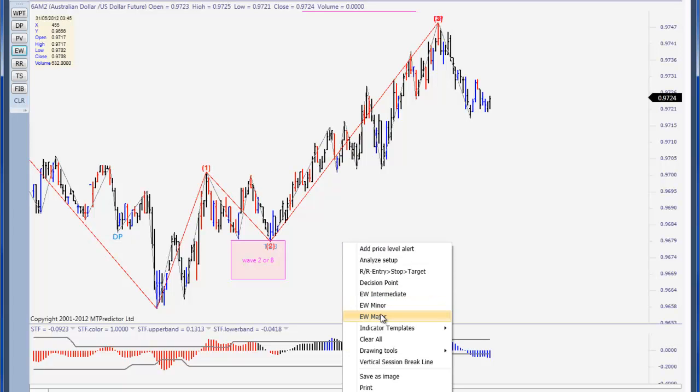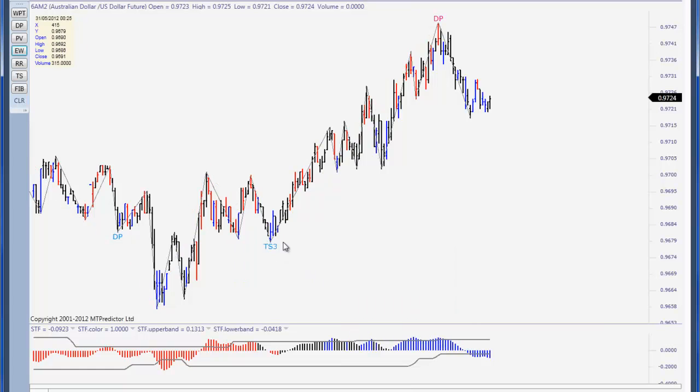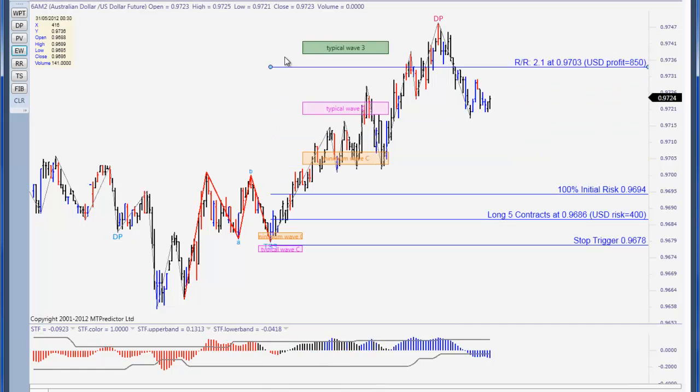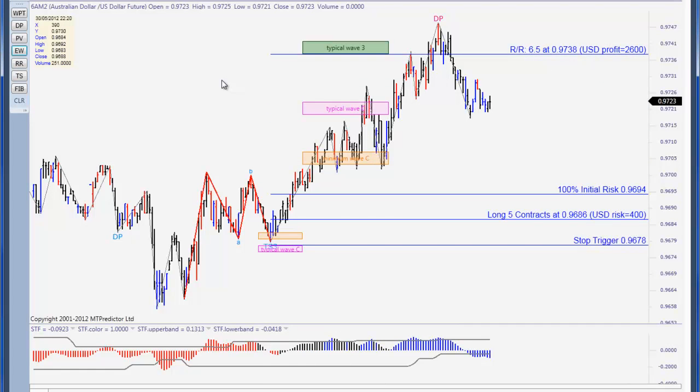If I clear this all off, it's basically a TS3, or it can be a TS1 or TS4, automatic trade setup, but it unfolds on the first correction against the first move of an important high or low. When we do the analysis, we then look to the typical wave 3 WPT, and as we've already seen, the result of this was a very good and large profitable trade.